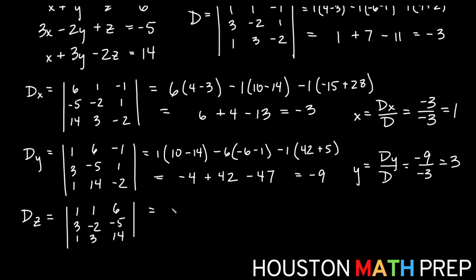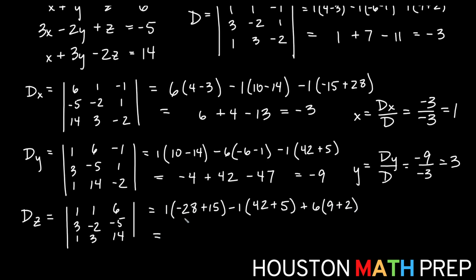So here, expanding first row again, we'd have 1 times, this would be -28, minus a negative would be like plus, so that'll be like plus 15. So -28 plus 15. My 1 is in a minus spot here, so -1 times, here we'd have 42 minus -5 would be like plus 5, so 42 plus 5. 6 is in a positive spot, so plus 6 times. Crossing that out, we'd have 9 minus -2, which would be like plus 2.